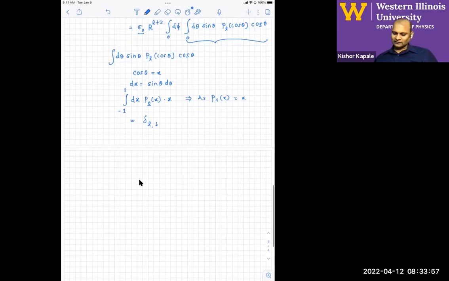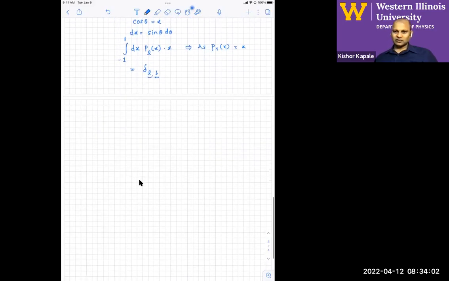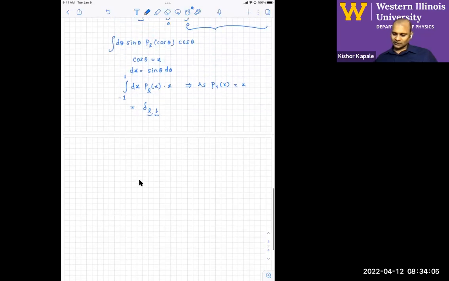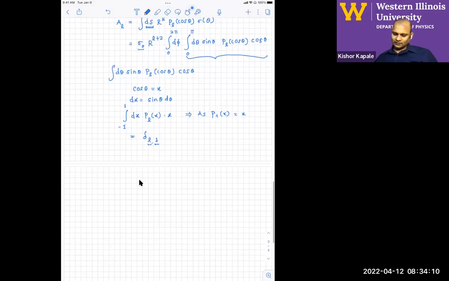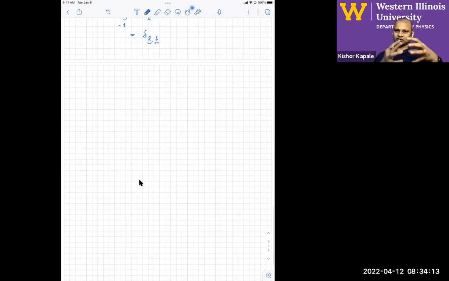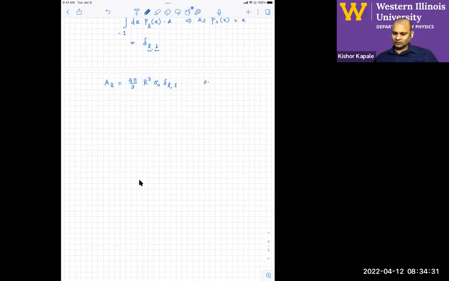So it just has the first non-zero component. L equal to 0 does not exist, so this does not have that symmetry; it's not spherically symmetric. So L equal to 1 captures or mimics the symmetry of the charge distribution. And so then A_L is going to be 4 pi over 3 R cubed, because L is now equal to 1, sigma delta L1. So only A_1 survives.